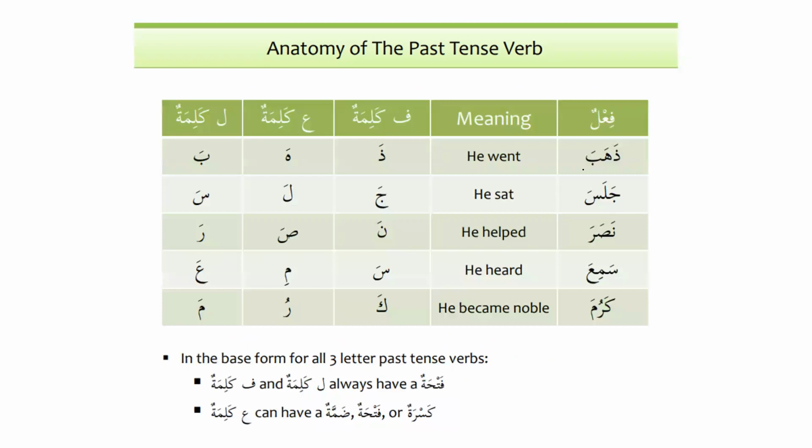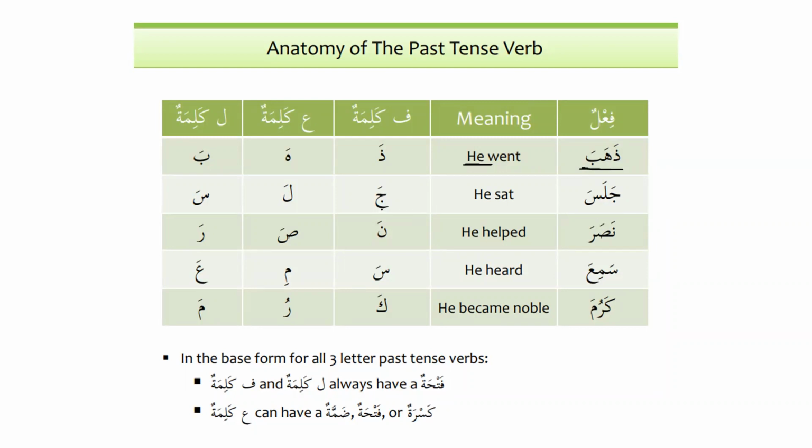So for example, dhahaba, the root letters will be dhal, ha, ba. Fa kalima, ain kalima, lam kalima. So fa kalima is dhal, ain kalima is ha, and lam kalima is ba. Dhahaba, he went. So when we say dhahaba, that means the doer is inbuilt. In English, we will write it as 'he went', but in Arabic, it will be only dhahaba. So that means the doer is inbuilt, yani mustatir.